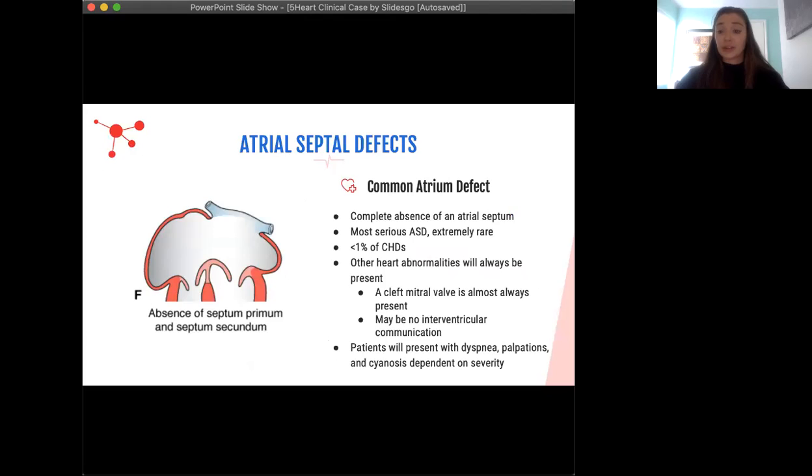A more rare and serious form of an atrial septal defect is the common atrial defect, which comprises less than 1% of all CHDs. This is the complete absence of an atrial septum, and there will always be other heart anomalies present, like a cleft mitral valve, and there may or may not be interventricular communication. Patients often present with dyspnea, palpitations, and cyanosis, depending on the severity of the atrial defect.